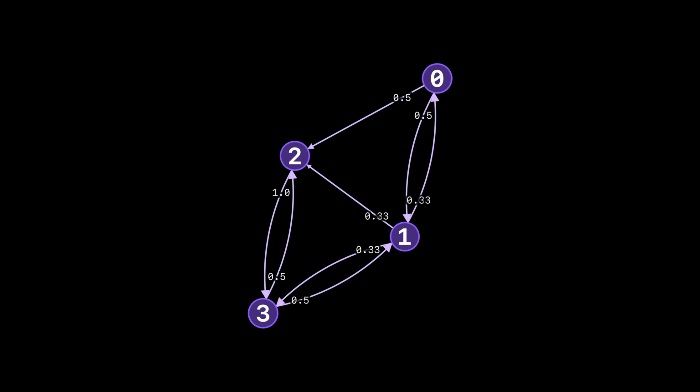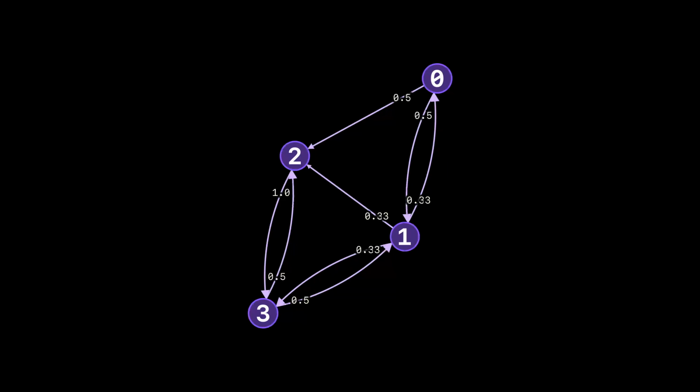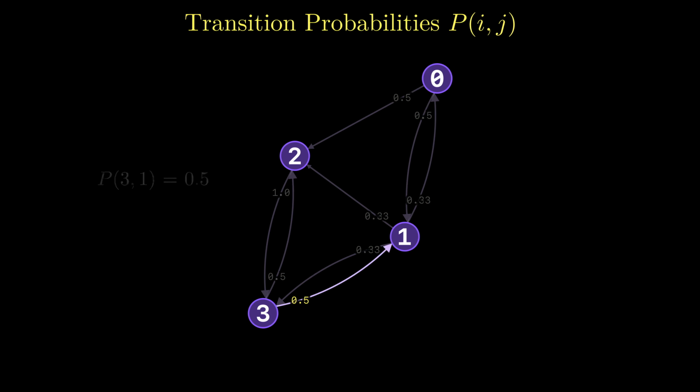A Markov chain is defined by a few specific properties. In the context of our web network, individual web pages correspond to states of the Markov chain. And going from state to state involves a transition probability. In this particular network, any user can go from state 3 to state 1 with transition probability 0.5. If a user is at state 2, they have a 100% chance of transitioning to state 3.